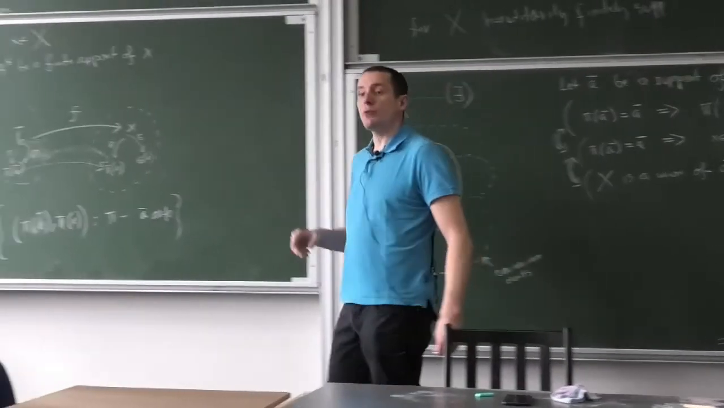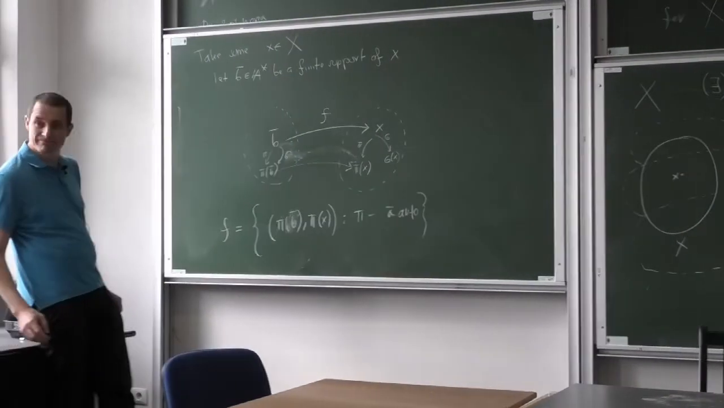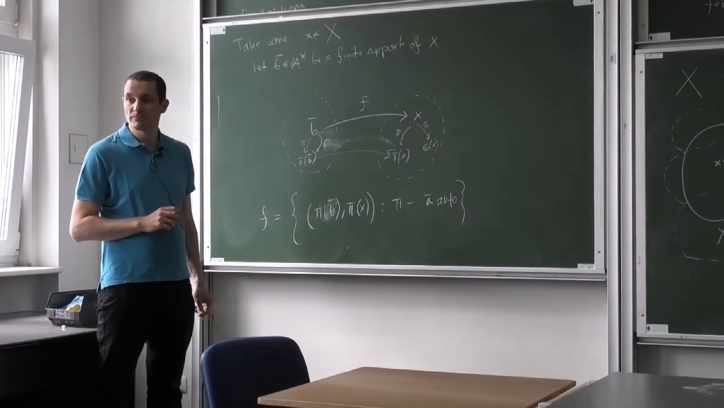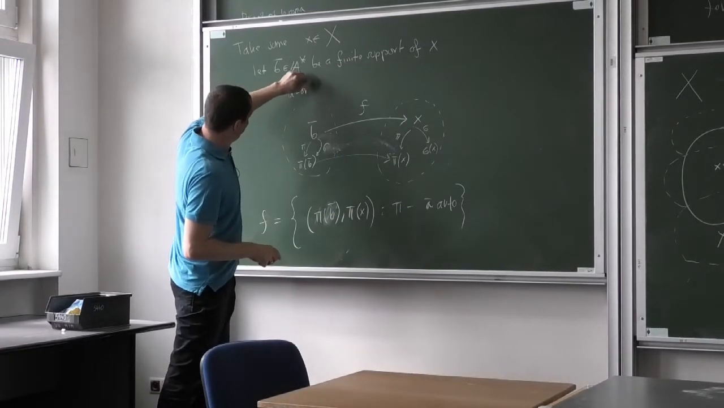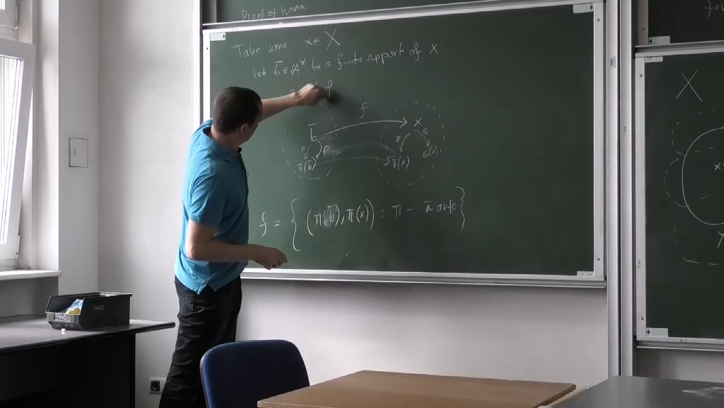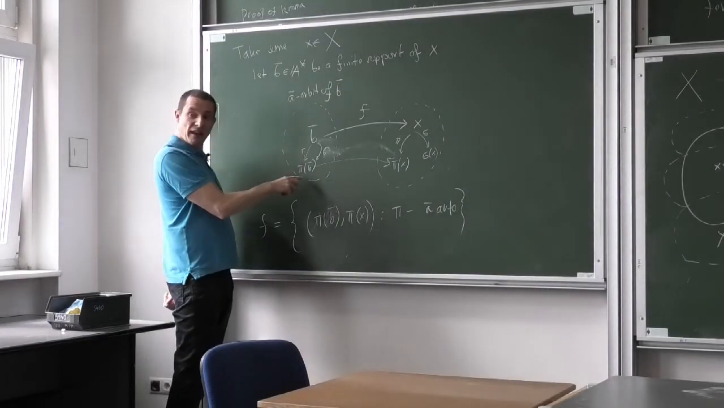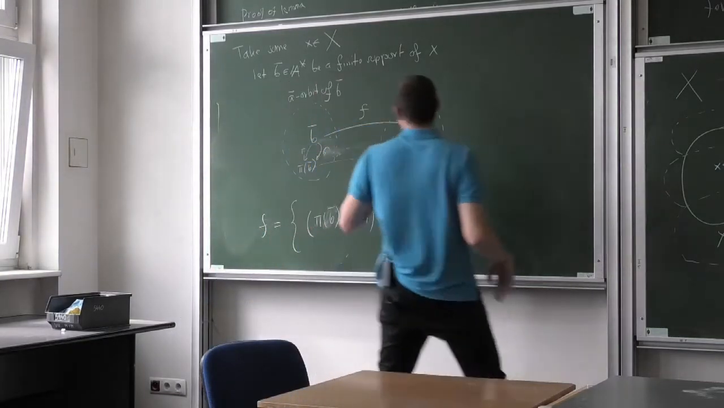It's a function from what to what? What is the domain of the function? The domain is the A orbit of B. Because as a possible input, you can get anything of the form pi of B with some automorphism. What's a codomain?